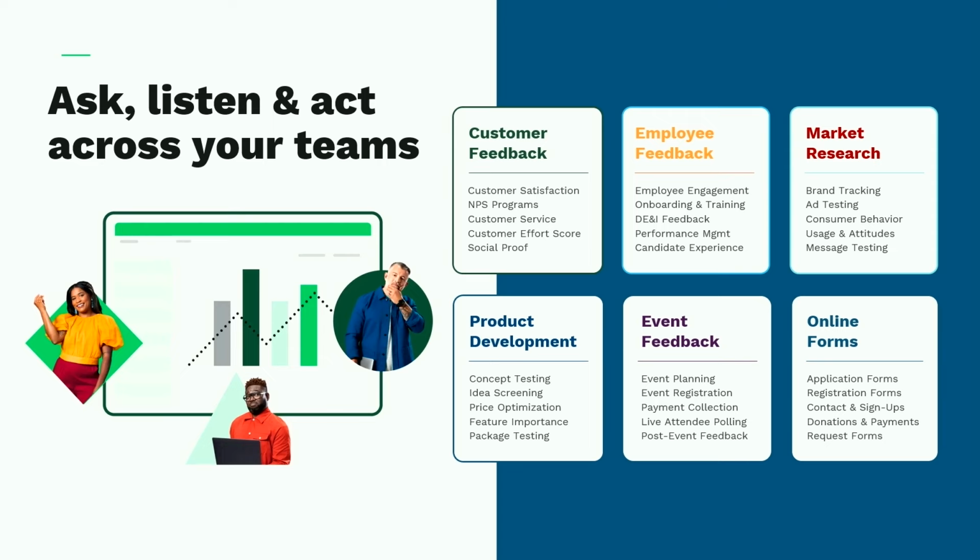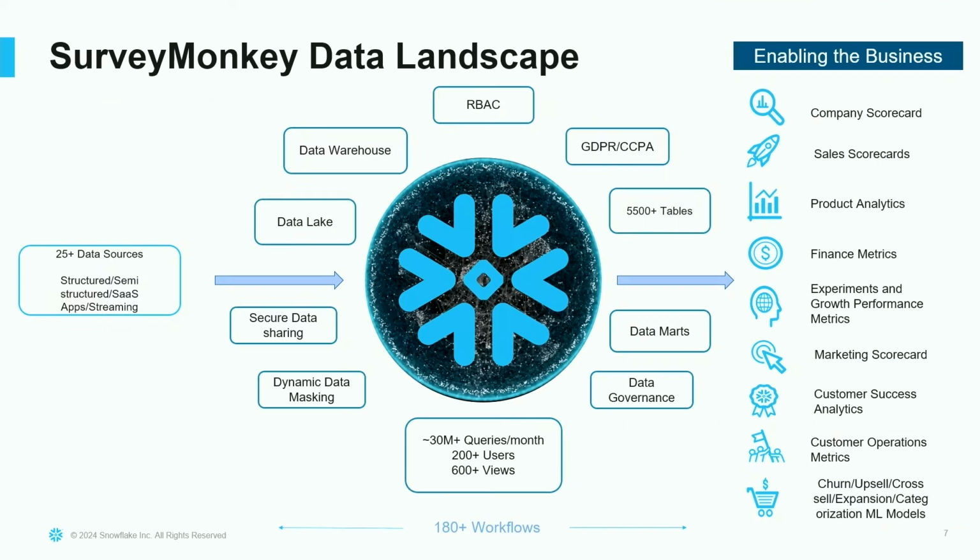So this is our SurveyMonkey data landscape, end to end. You can see that Snowflake is the center of this ecosystem. I call it the central nervous system of our enterprise data analytics platform. We bring in data from more than 25 different data sources, whether it is structured, semi-structured, or streaming pipelines. And we also have several SaaS applications like Salesforce, Gainsight, Salesforce Marketing Cloud, from which we bring in the data into Snowflake.